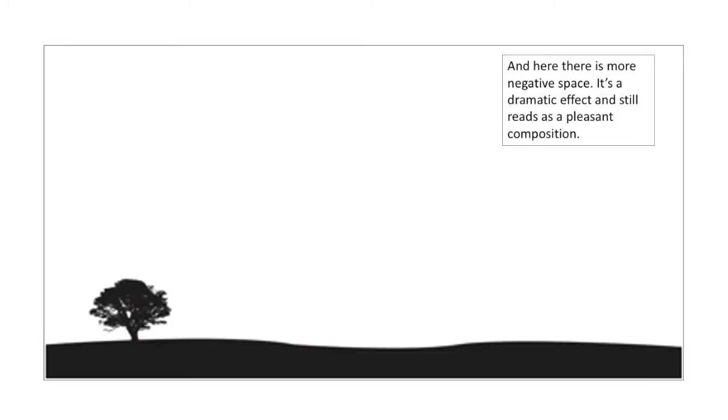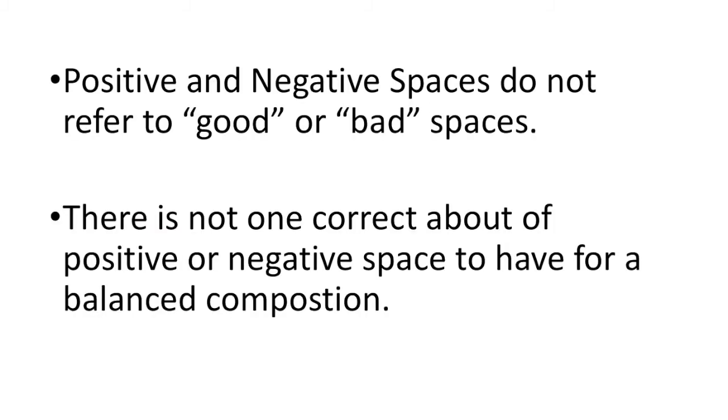And now, when you zoom out, you can still have a pleasant impact on a composition when you have a lot of negative space, but I wouldn't advise it so early on in your art career because having a lot of empty space usually means that there's not enough happening in a composition, especially for younger artists. So it can work. There's no guaranteed rule, but it is something I would say at this point try to avoid. So positive negative does not mean good or bad in this context. And there's, again, no correct amount of space to have for a balanced composition.